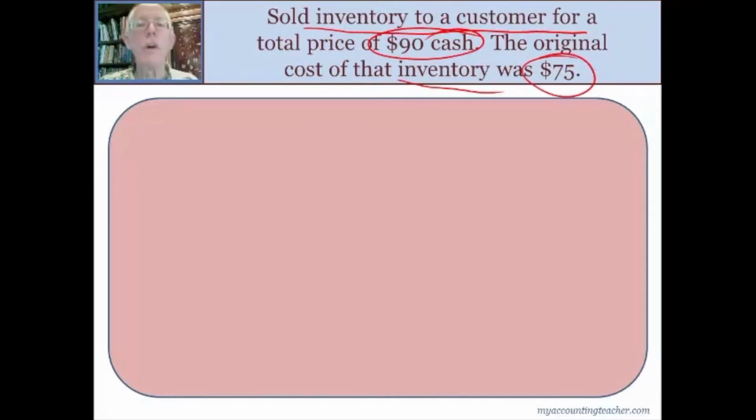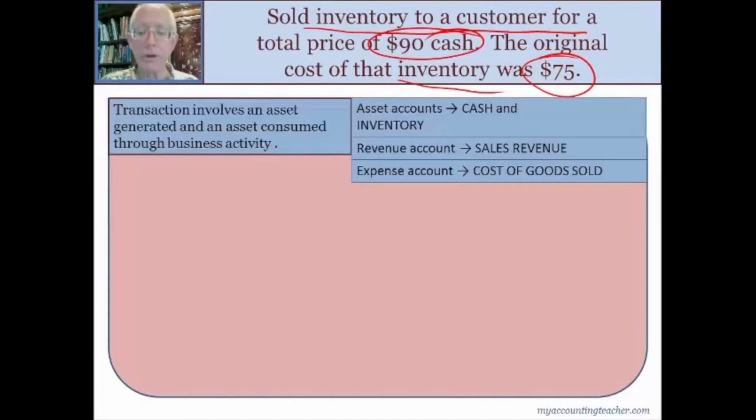Okay, what's involved here? Well, we got some cash, and we got less inventory. Cash went up, and inventory went down, so my cash and my inventory are involved. I've got a revenue account. Why am I getting this cash? Because I did something for a customer. I generated this cash through doing business. So I've got sales revenue involved. Revenues, the amount of assets generated in doing business.